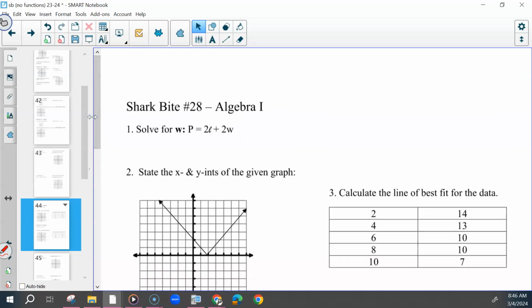Questions that we want to see, do go over on SharkBite. The ones I'm seeing the most are 1, 2, and 3, so we'll do those 3.